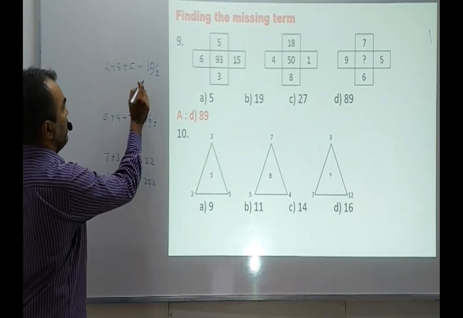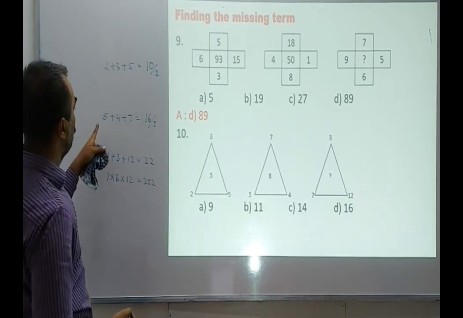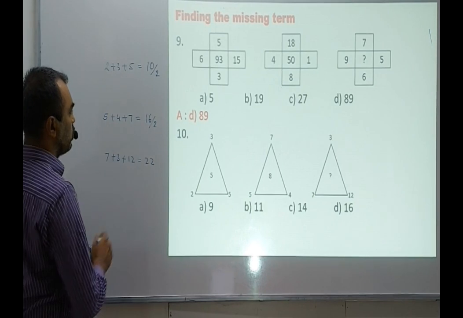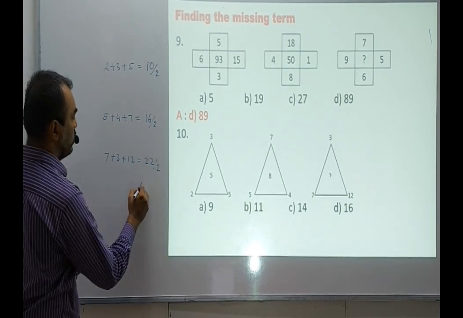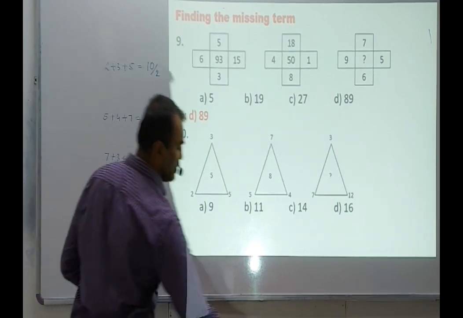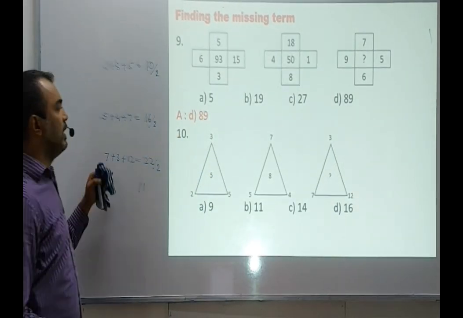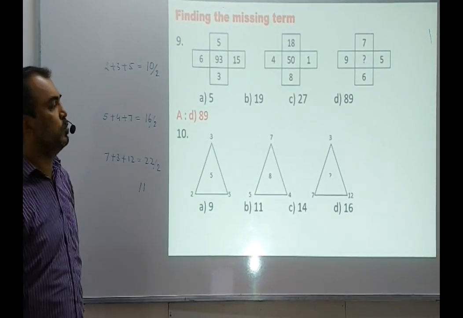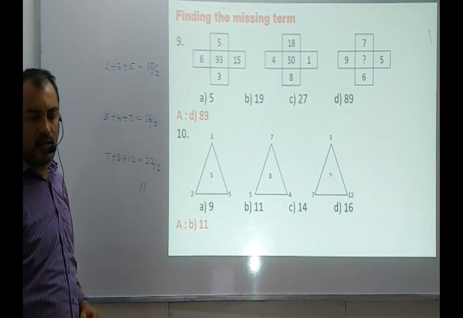So I added the numbers, divided by 2, I get 5. Total was 16, divided by 2 gives me 8. The total is 22, divided by 2 will give me 11. So do we have 11 in the options? Yes. The answer will be B, 11. Have you followed the logic? Adding the numbers and dividing by 2 will give us the answer 11.